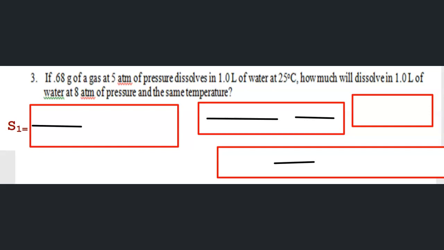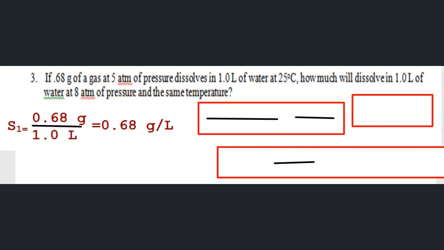Here we have our last problem. It says if 0.68 grams of gas at 5 atmospheres of pressure dissolves in 1.0 liters of water at 25 degrees Celsius, how much will dissolve in 1.0 liters of water at 8 atmospheres of pressure at the same temperature? All right, so first we need to figure out what our solubility of this gas is. So we have 0.68 grams per 1 liter. So again, it's going to be 0.68 grams per liter. So that is our S1 value.